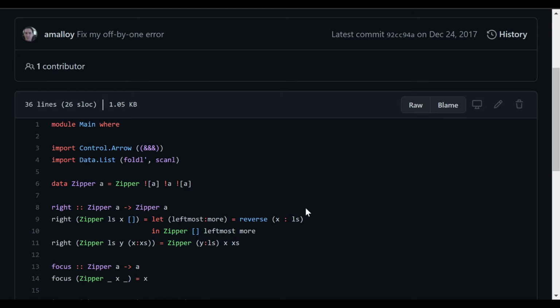Anyway, you can do a lot of cool stuff with zippers. I remember reading an article about how you can look at one-hole zippers as derivatives in the calculus sense of data structures, and how you can use that to model regular expressions. I don't know, it's super cool. Some theory stuff if you're interested in reading.